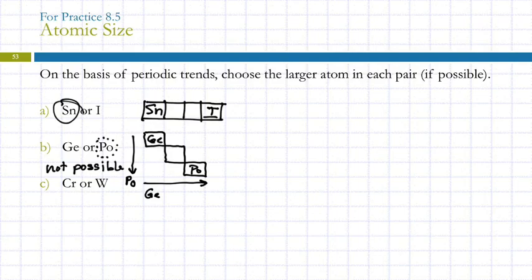Chromium or tungsten. So we have to find these on the periodic table. Cr over there and tungsten's below it. So these guys look like this. There's Cr, and there's W. Which one's bigger? The tungsten. Because the trend is that as you go down, they increase in size. Any questions? These are trends. They are not always correct, but they're still useful.